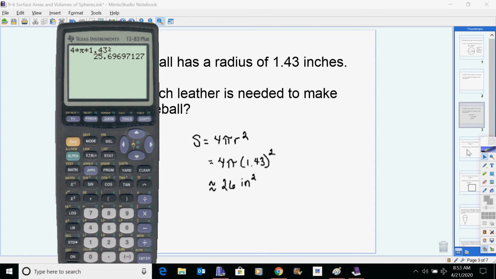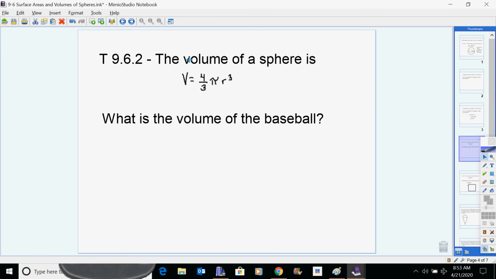Okay, moving right along. All right, volume of a sphere. Volume of the sphere, okay, we're using the same baseball as an example.